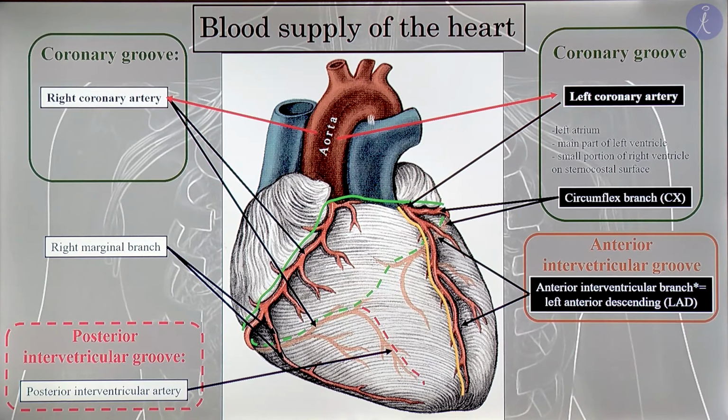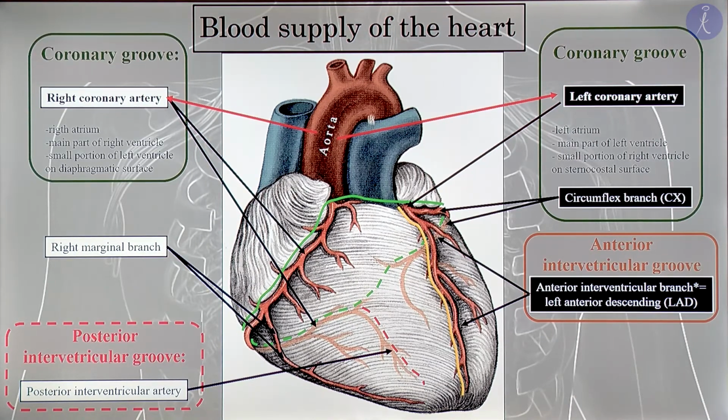Let's see what these coronary arteries supply exactly. The left coronary artery supplies the left atrium, main part of the left ventricle, and a small portion of the right ventricle on the sternocostal surface. This surface was the sternocostal surface, and if you remember, that was the right ventricle and this is the left ventricle. So if the vessel comes here, for sure it will give branches toward the right ventricle. That's why we used to say a small portion of the right ventricle is also supplied by the left coronary artery. Opposite situation on the right coronary artery.